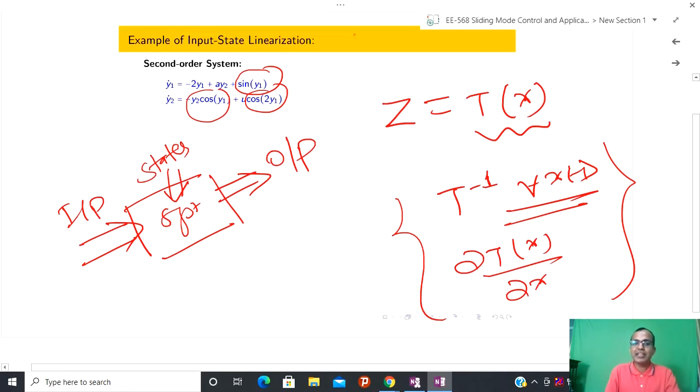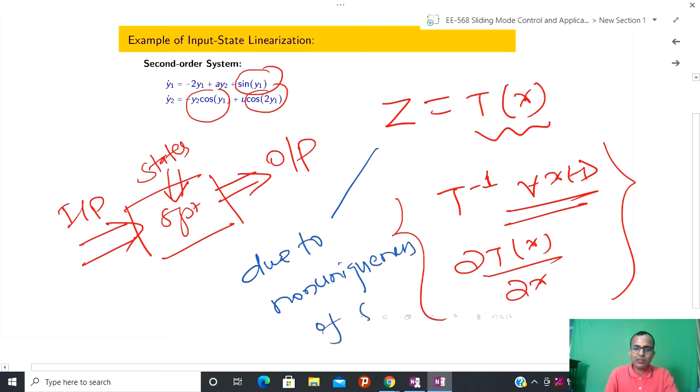That is the idea. So basically the idea of transformation exists due to the non-uniqueness of state space representation. Otherwise, this is not possible. Does anyone have confusion on this point? Anyone?